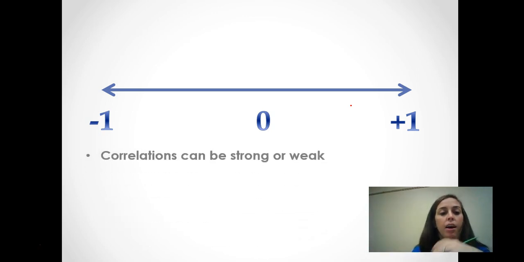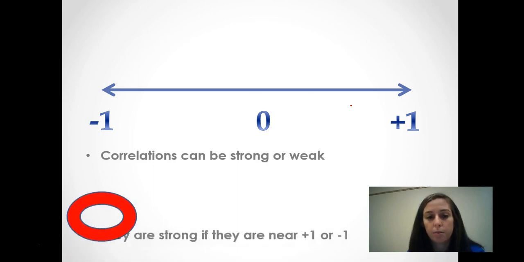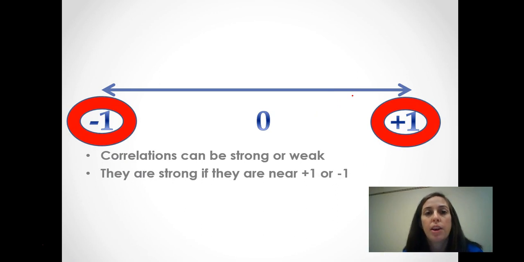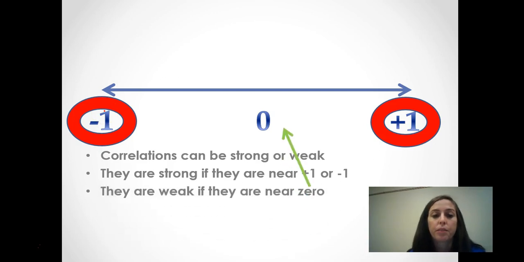And like I said, correlations can be strong or they can be weak, right? Some things are more strongly connected than others. So the number that spits out, if that number is close to +1 or -1, it is considered strong. That is a strong correlation. Now, if it's weak, it's basically near zero. There's really no relationship between the two.